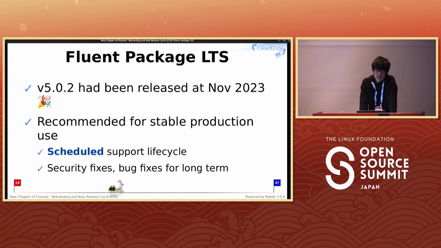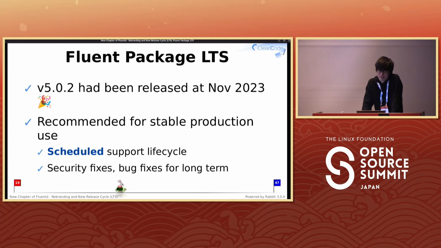LTS means long-term support. The newest version, version 5.0.2, was released this November. It is recommended for stable production use. While we are involved in the development of Fluentd, there are a certain number of requests for a longer support life cycle. So in the LTS package, we provide a scheduled support life cycle, and in that life cycle, we provide only security fixes and bug fixes. That makes it easy to update continuously. We believe this will meet the needs of users who want to use Fluentd more stably over the long term.